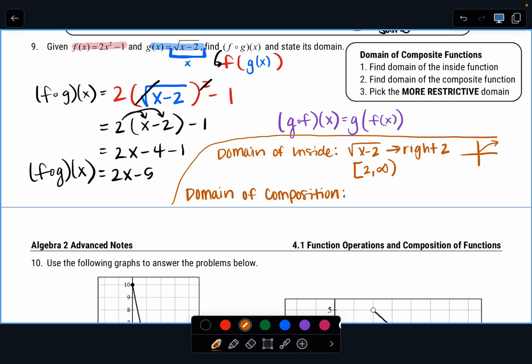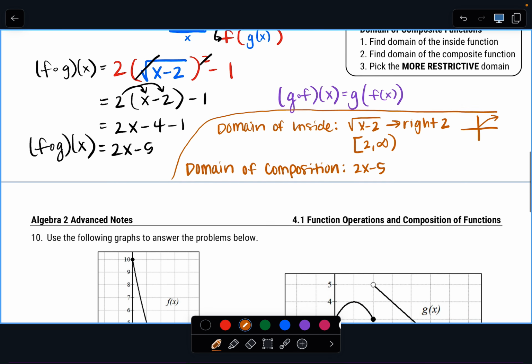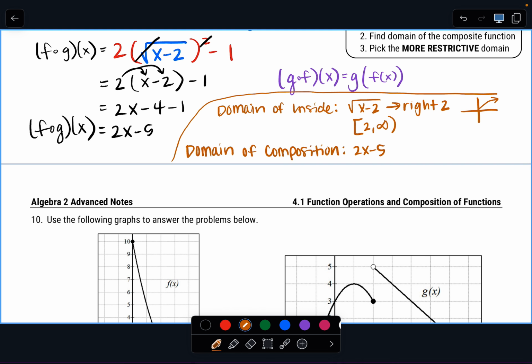Domain of the composition. The composition is 2x minus 5. What type of function is that? Ooh, is there a squared there? I'm right. It's a linear. What is the domain of a linear function? Infinity. Just infinity? Negative infinity to positive infinity.